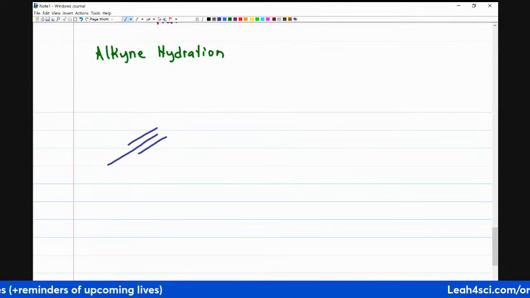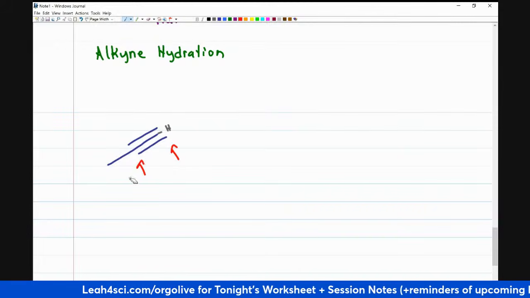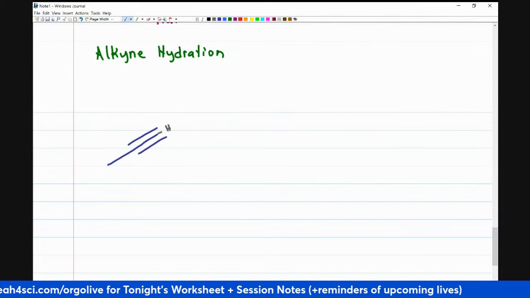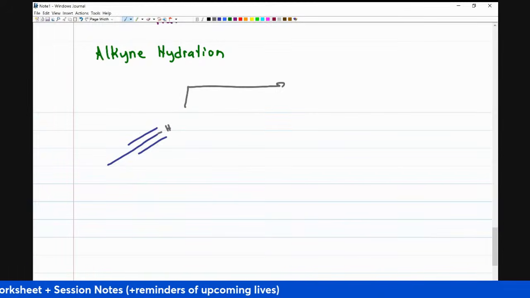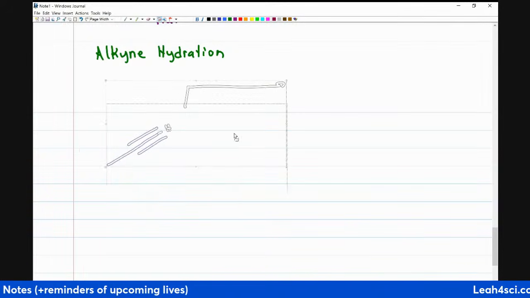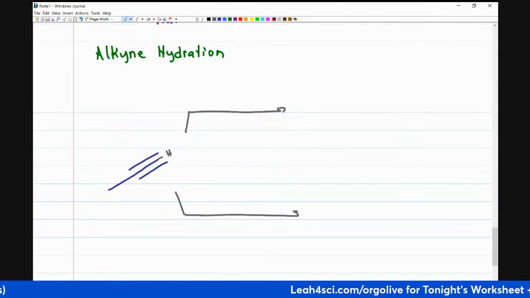If I have a terminal alkyne, notice that I have a hydrogen on the end. That means I have a carbon here with only 1 carbon attached, and this one has 2 carbons, the internal and the terminal. This is really important because depending on what I use, I can get a total of 2 different products, which is going to be very helpful if I want to control the aldehyde or the ketone forming.